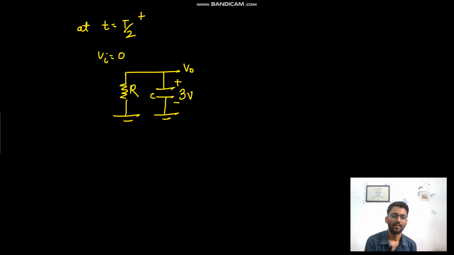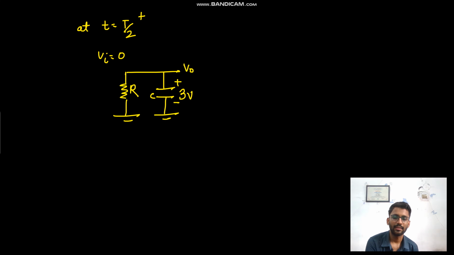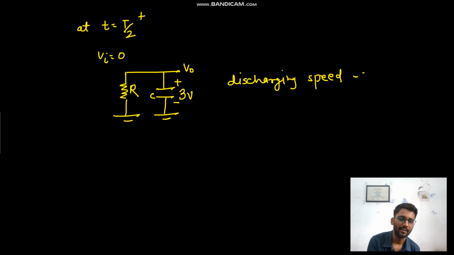And if we are calling this as I, okay, so now the speed of discharging, that will be minus I, right? Minus I, because we were calling I in this direction and now the discharging is happening in this direction. So your minus I will be 3 by R, right?